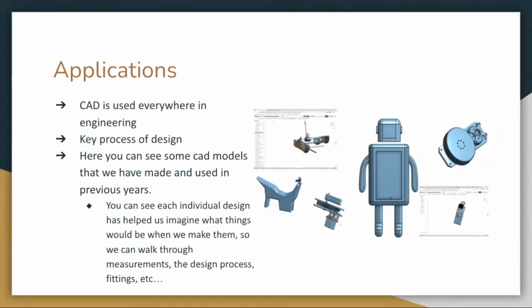So a couple of applications of CAD. CAD is used everywhere in engineering. It's one of the key processes of design. Here you can see some of the CAD models that we've made as a robotics team in previous years. You can see the man in the middle, a gearbox in the top right, and some other miscellaneous parts. These individual designs help us imagine what things could be like, and allow us to further progress through the design process, making measurements, making connections and so on.